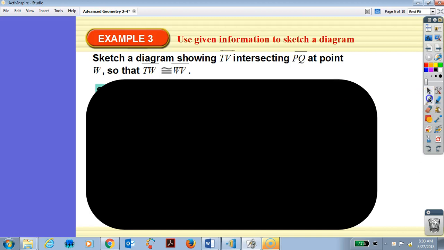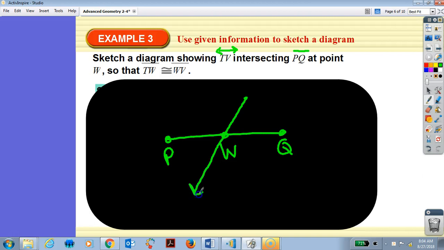Sketch a diagram showing that line TV intersecting segment PQ at a point W, so that segment TW is congruent to segment WV. All right, so we have segment PQ, and line TV is intersecting it at point W. TV is intersecting PQ at point W, so that TW is congruent to WV.